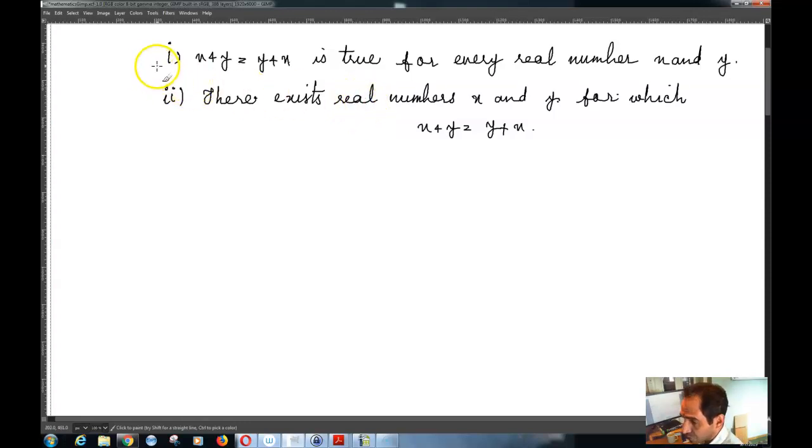Now if you want to write the negation of statement 1, what you would write is that there exists at least one x and y for which x plus y is not equal to y plus x.